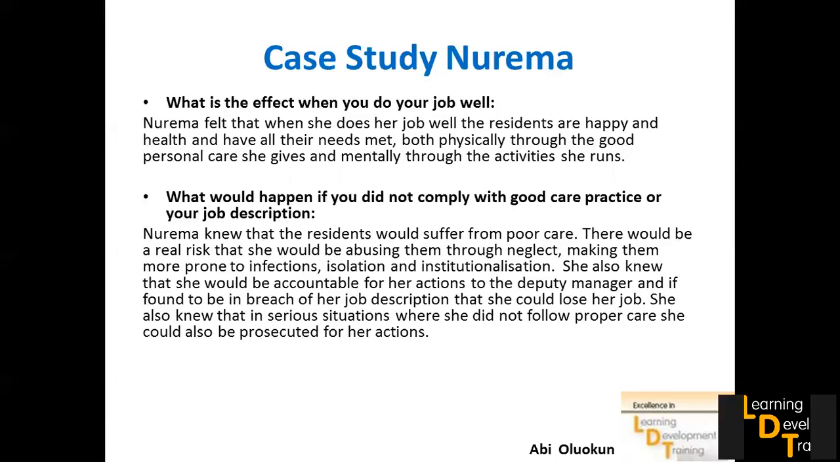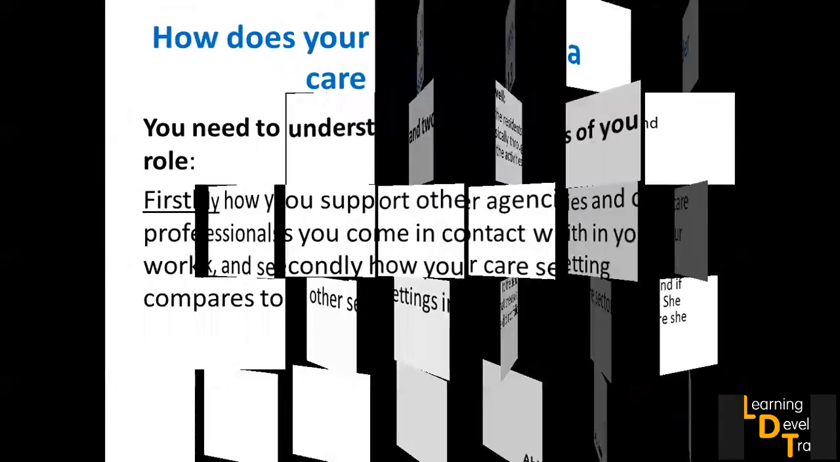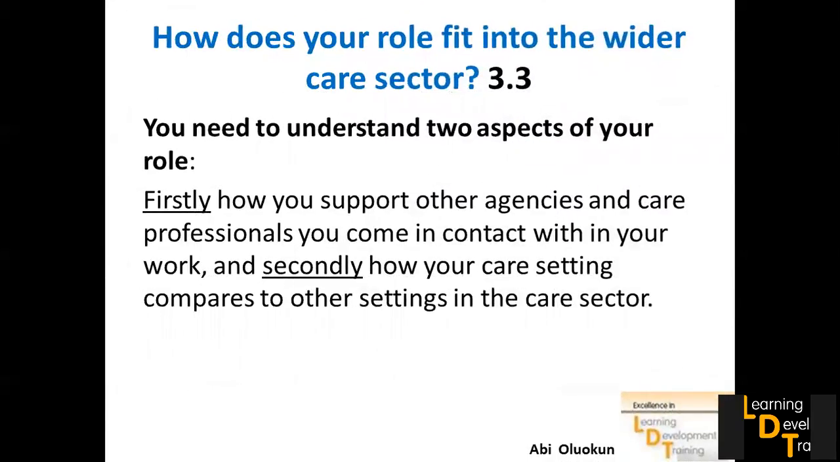So you see, when you are answering your questions, you will be using the pronoun I, and you would say things like, I know that this is what will happen, and I know that this is how the service user will feel. So you personalize the effect of your job role on your work. Okay, and that would answer 3.2.